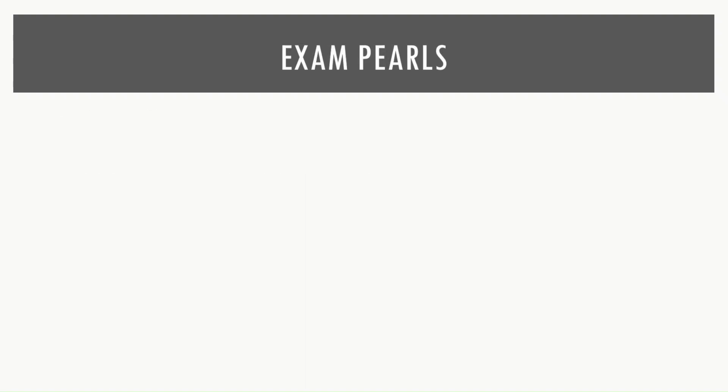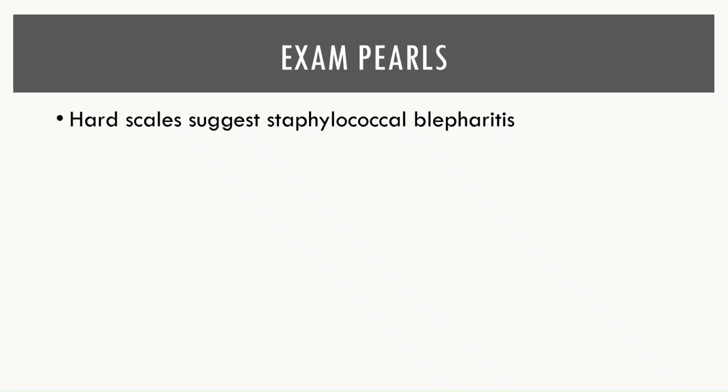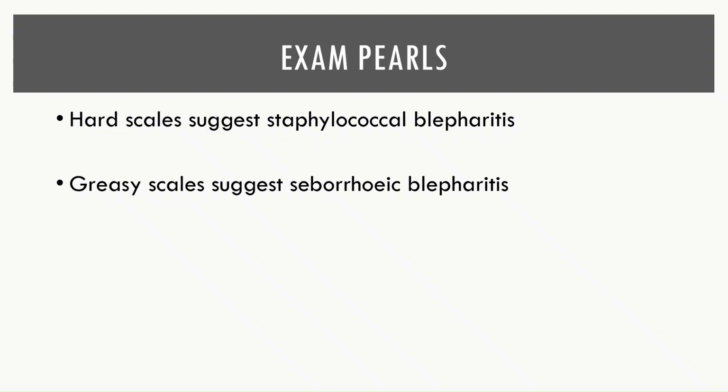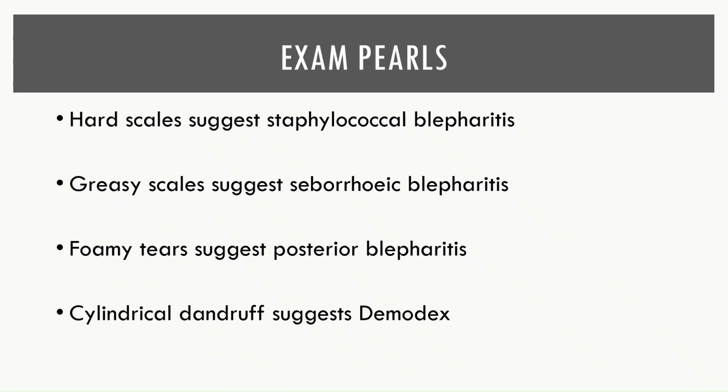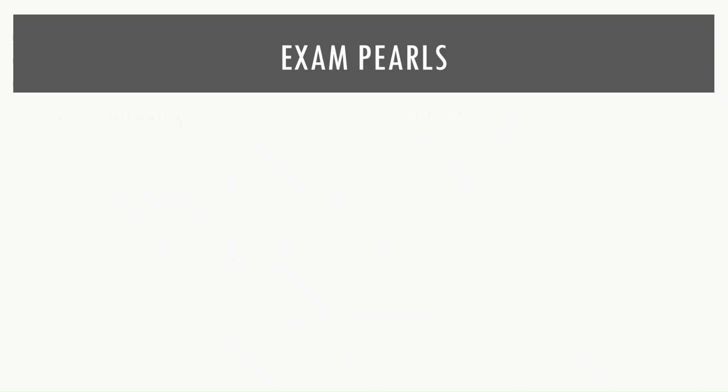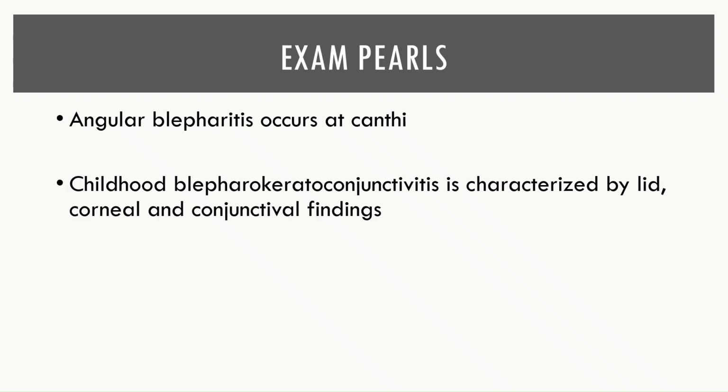Recognizing key clinical signs helps differentiate the types of blepharitis and is frequently tested in postgraduate examinations. Hard scales suggest staphylococcal blepharitis. Greasy scales suggest seborrheic blepharitis. Foamy tears suggest posterior blepharitis. Cylindrical dandruff suggests Demodex. Angular blepharitis occurs at the canthi, and childhood blepharokeratoconjunctivitis is characterized by lid, corneal, and conjunctival findings.